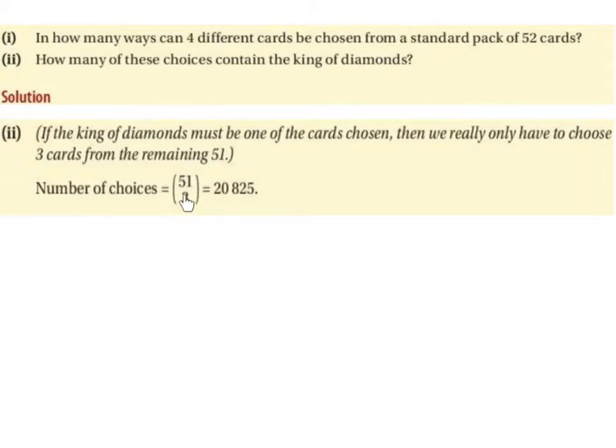And it's 51 choose 3 because remember we were asked in how many ways 4 cards can be chosen in part 1, but we're taking for granted that one of those cards chosen was the King of Diamonds. So therefore 4 take away 1 is 3. So we've got 3 left. So our number of choices is 51 choose 3, which is 20,825.